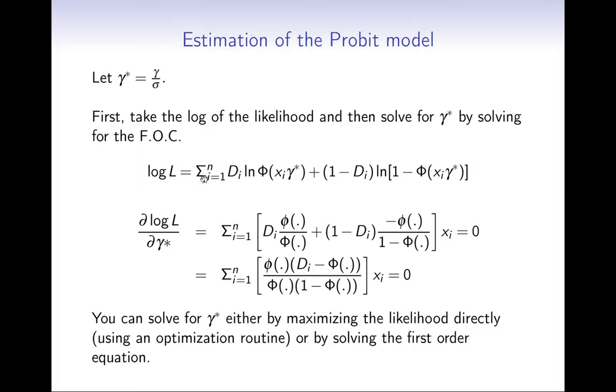When I take logs, that product becomes a sum, right? And then I get d_i times the log of the Probit CDF. This is the normal CDF here. And I put gamma star, where gamma star is equal to gamma over sigma.